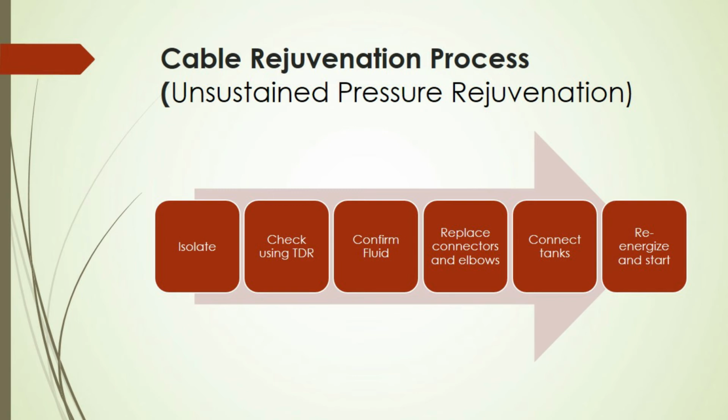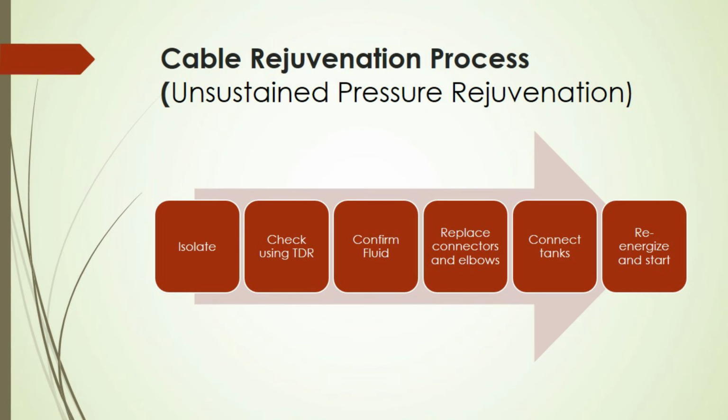Unsustained pressure rejuvenation and sustained pressure rejuvenation are the two methods for cable rejuvenation. So let us start off with unsustained pressure rejuvenation first. Unsustained pressure rejuvenation, or UPR for short, injects low pressure fluid into the strands through injection elbows or live front terminators. The low pressure is around 10 to 15 psi.